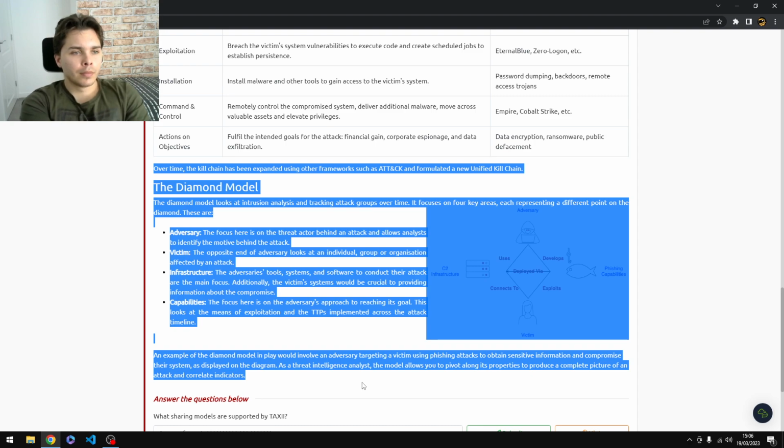unified kill chain. The Diamond Model. The Diamond Model looks at intrusion analysis and tracking attack groups over time. It focuses on 4 key areas, each representing a different point on the diamond.